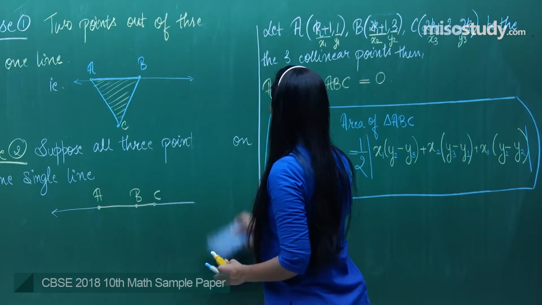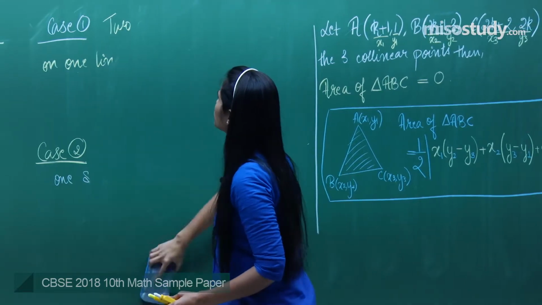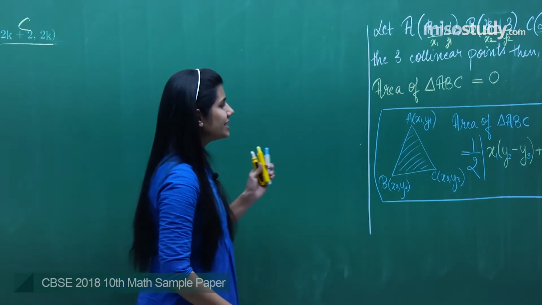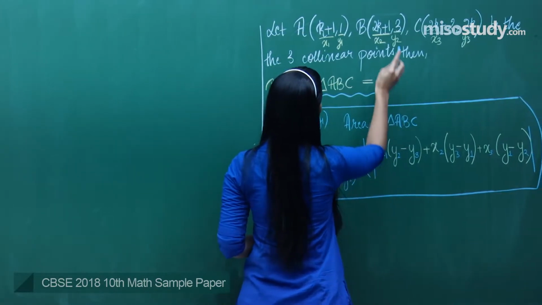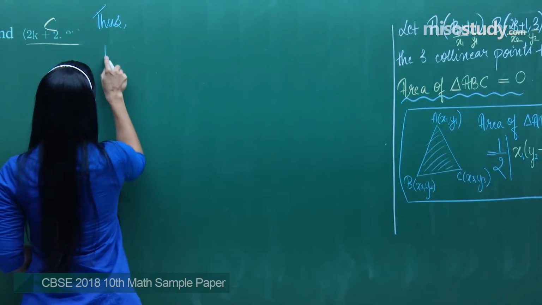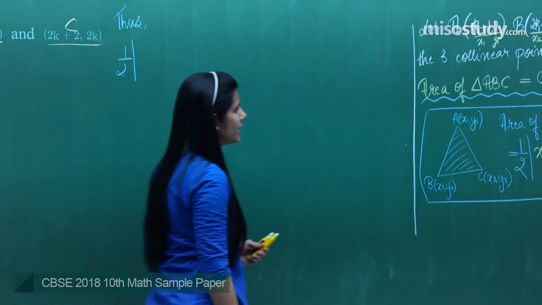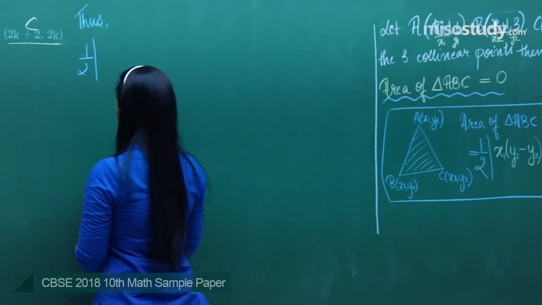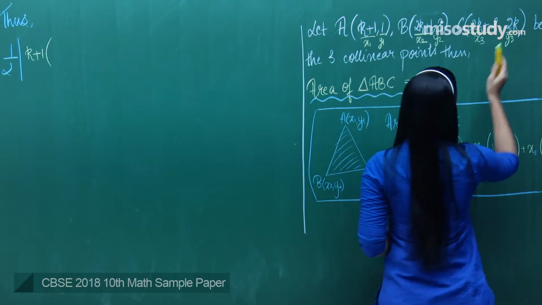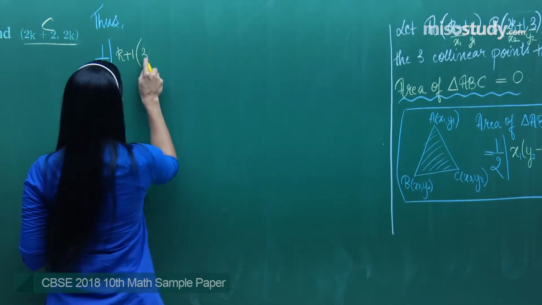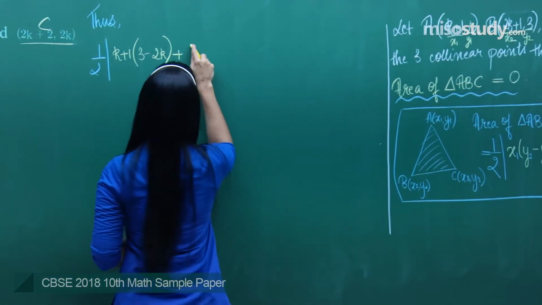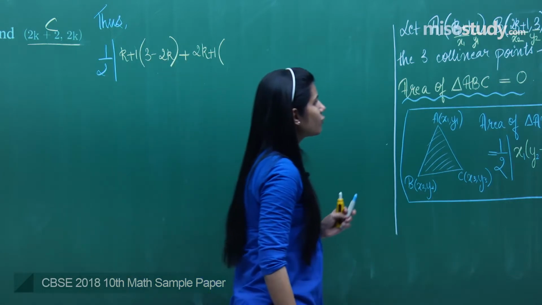What is it that we will be doing now? Just plugging in the values of x1, y1, x2, y2 and x3, y3 in the formula of triangle ABC and equating it with 0, because the area of this triangle ABC, which is given in the context, is 0. So we have half of mod of x1. What is x1? K plus 1, times y2 minus y3. y2 is 3, y3 is 2k, so you have 3 minus 2k, plus x2. x2 is 2k plus 1, times y3 minus y1.